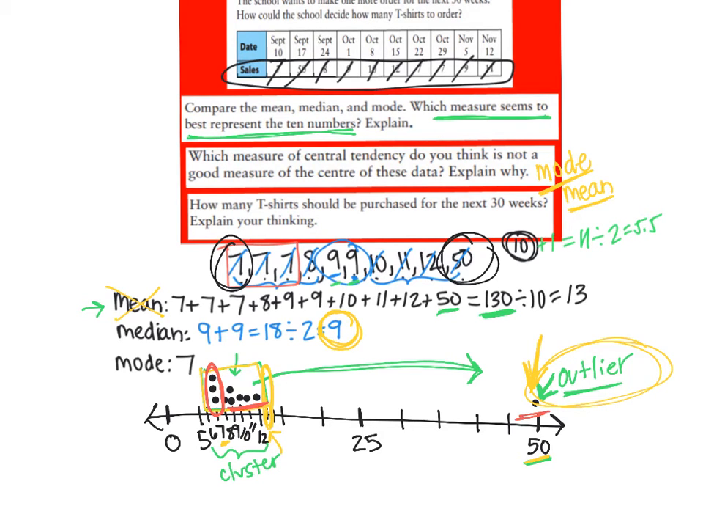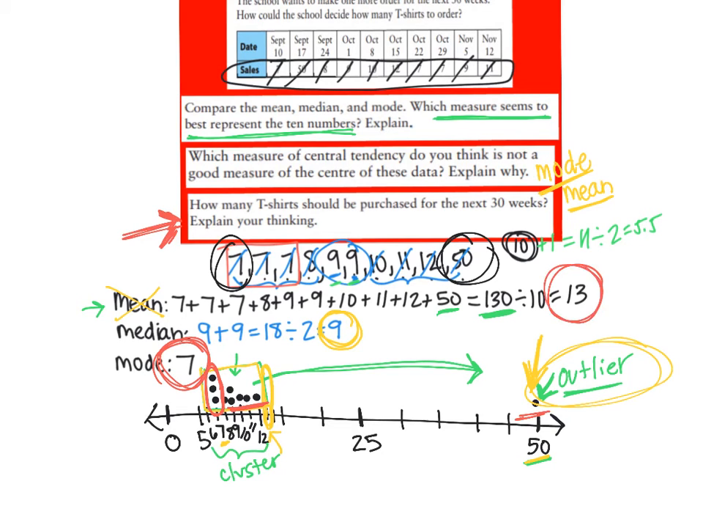Okay? Let's look at our last question. How many t-shirts should be purchased for the next 30 weeks? Explain your thinking. So if we go with the lowest number here, the 7, we will probably run out because most weeks we sold more than 7.